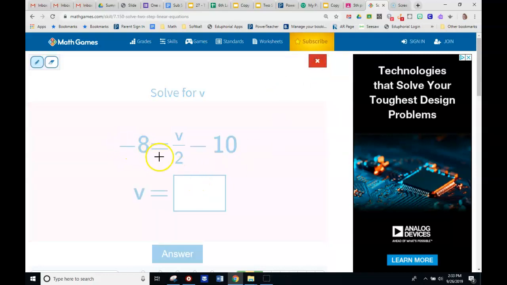This one is negative 8 equals v divided by 2 minus 10. So I'm going to box in my variable and my number, which means I'm working on this side. So I have my addition, subtraction, multiplication, and division. So if I'm subtracting 10, then the opposite would be to add 10, which we know opposites make 0. Because I added 10 over here, I have to do the same to this side, which is add 10.